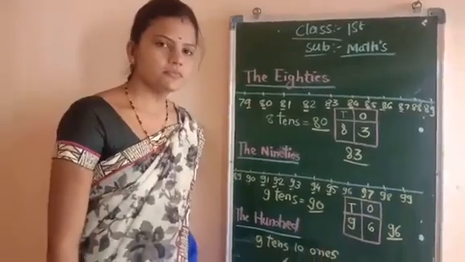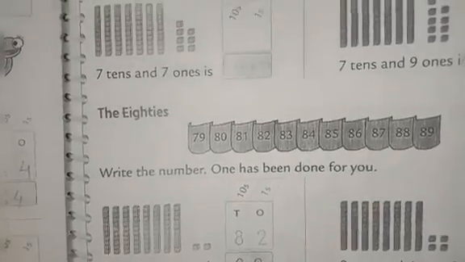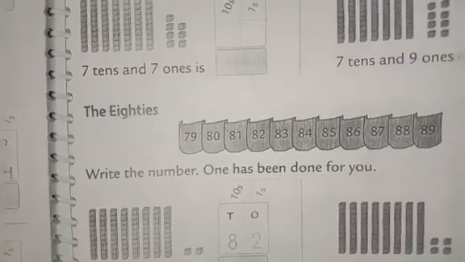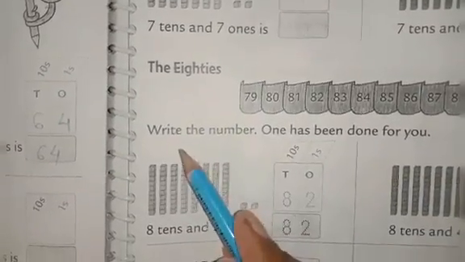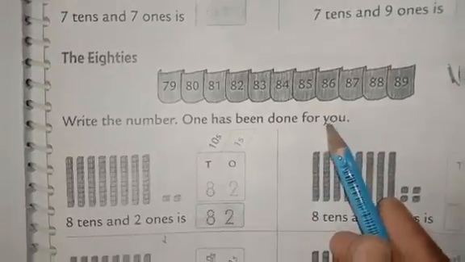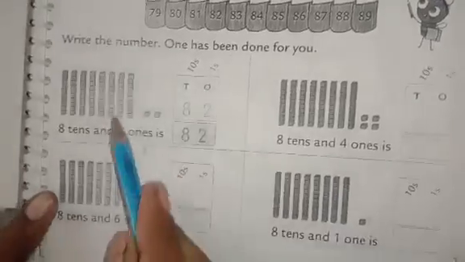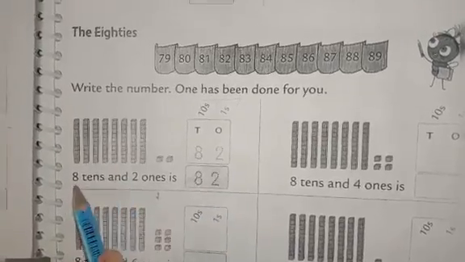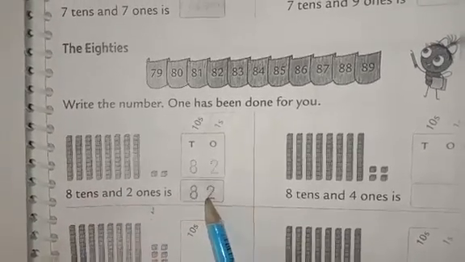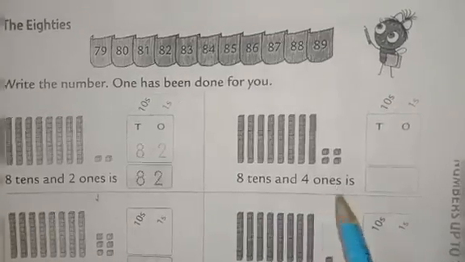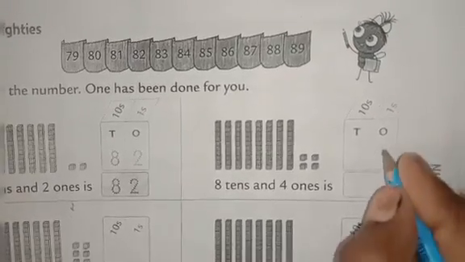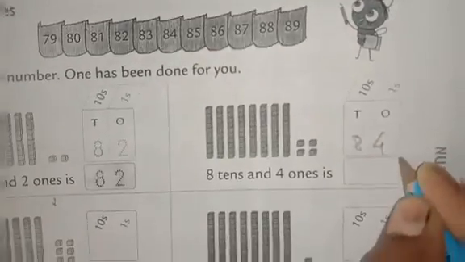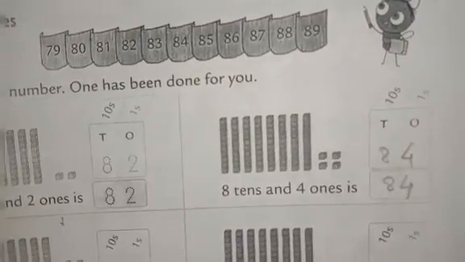Okay, understand? Now see some examples from our math textbook. So open your math textbook, page number 91. The 80s. And question is, write the number. 1 has been done for you. 8 tens and 2 ones become number 82. Then 8 tens and 4 ones. We write down 4 on ones place and 8 on tens place. What number becomes? Number 84. And you solve these two remaining examples. Okay.